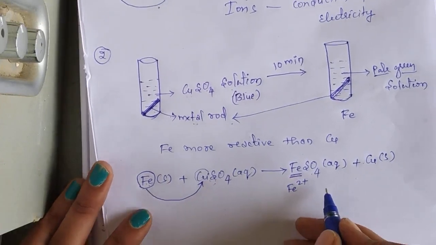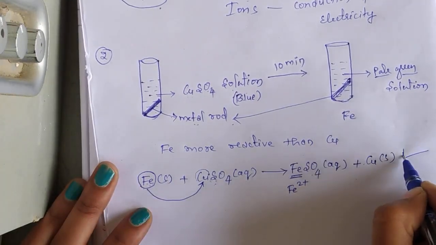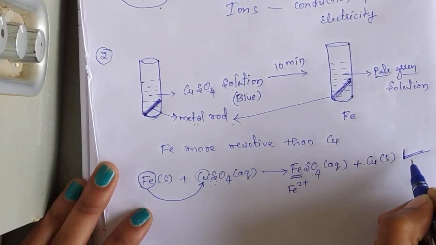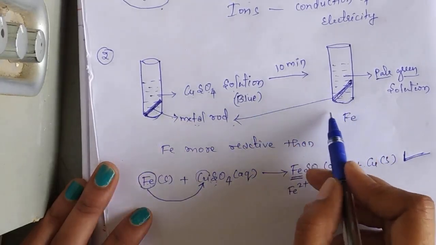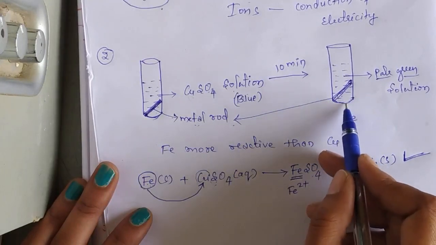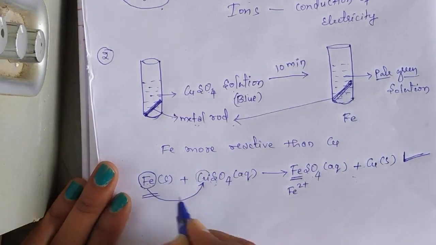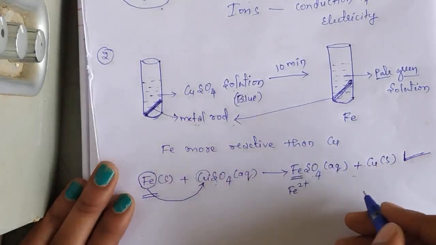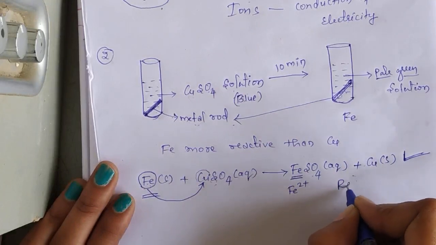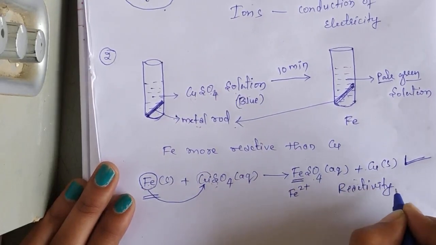So this is the balanced chemical equation for the reaction which is taking place here, and the metal rod used here is the iron metal rod. Okay, here it is very important: this question is based on the reactivity series.